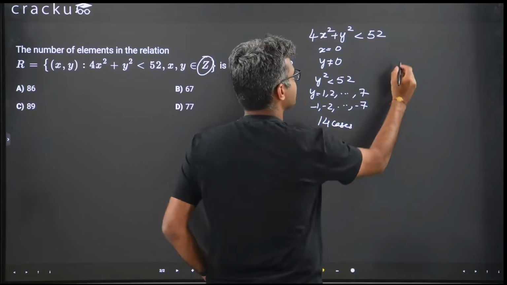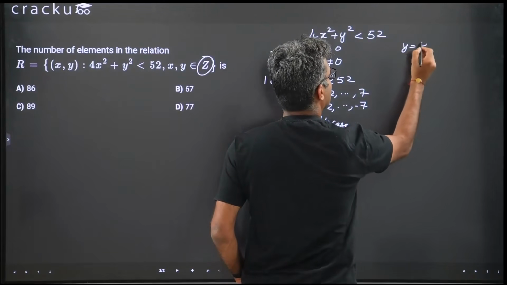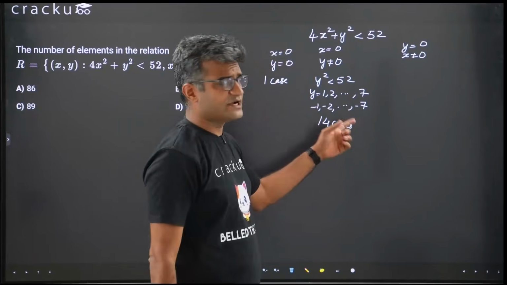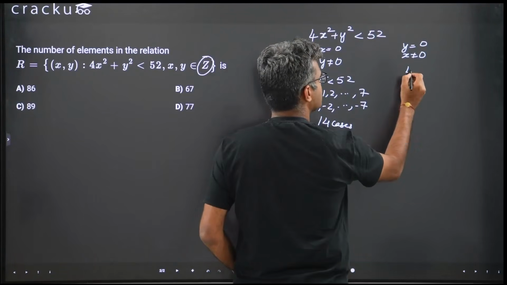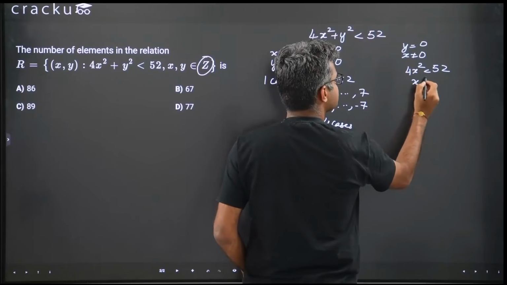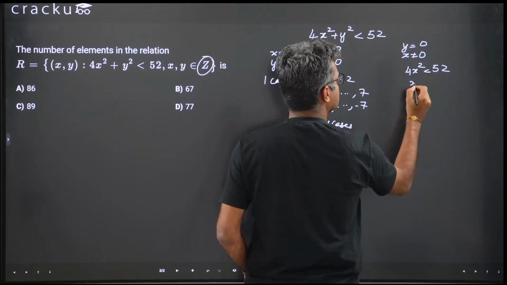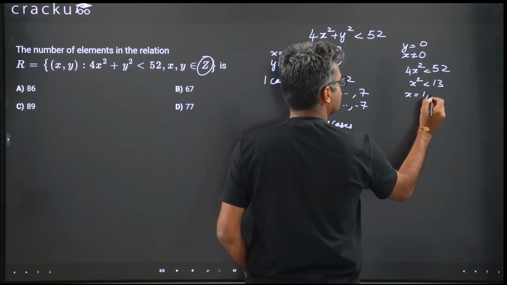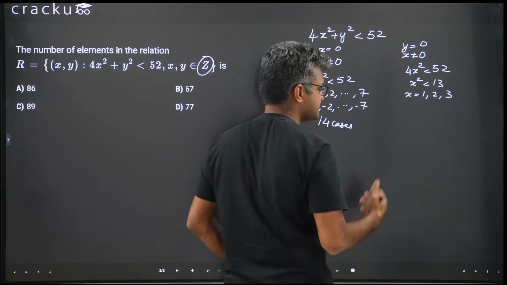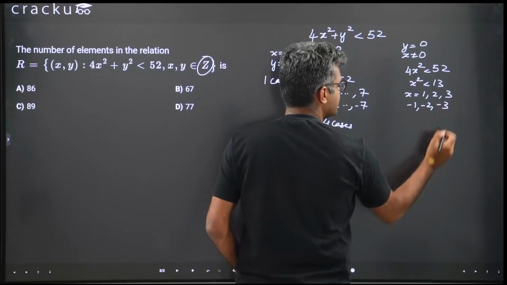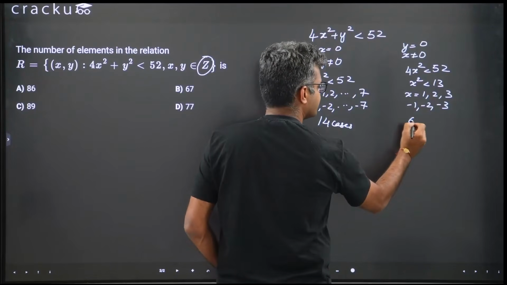What will happen if y is 0 and x is not equal to 0? If y is 0 and x is not equal to 0, we have 4x square is less than 52, or x square is less than 13. So the values that x can take are 1, 2 and 3. This is if x is positive, and minus 1, minus 2 and minus 3 if x is negative. So here we have 6 cases.